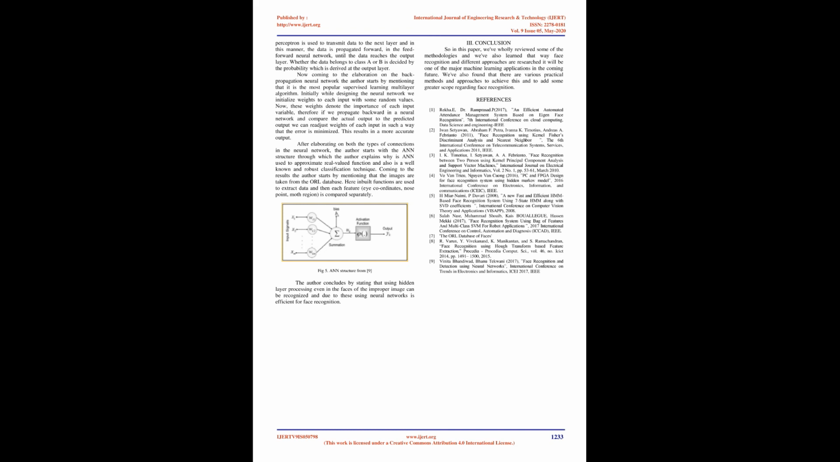After elaborating on both types of connections in the neural network, the author starts with the NN structure, through which the author explains why NN is used to approximate real-valued functions and is also a well-known and robust classification technique. Coming to the results, the author starts by mentioning that the images are taken from the ORL database. Here inbuilt functions are used to extract data, and then each feature, eye coordinates, nose point, mouth region, is compared separately. Fig. 5. NN structure from 9.